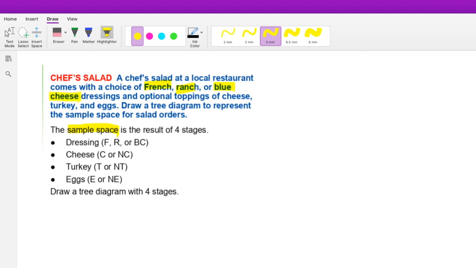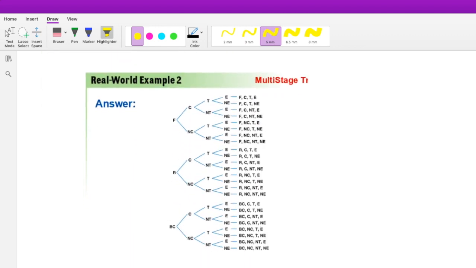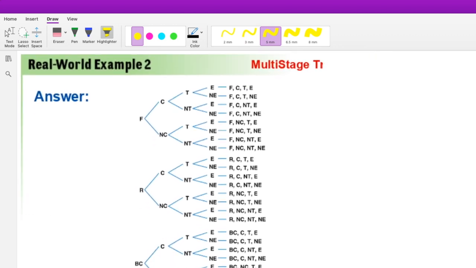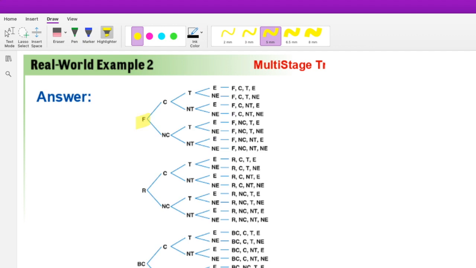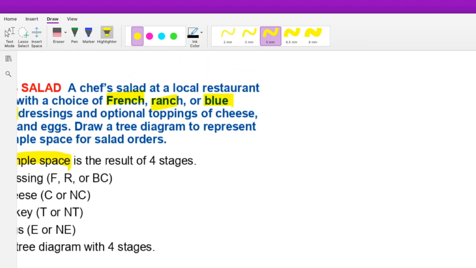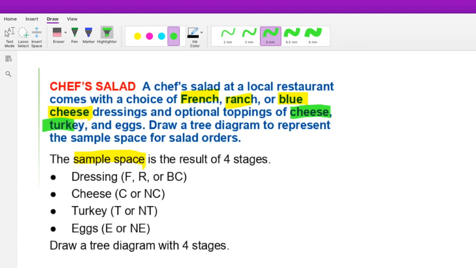Okay, so let's go ahead and look at our tree diagram. And let me zoom in on that. Alright, so we went ahead and created a tree diagram with a couple different choices because the French, the ranch, and the blue cheese dressing are the first 3 choices that were given to us. Now, what else does the question tell us? It says that besides the choice of dressings, we can choose to have cheese, turkey, and eggs. Okay.